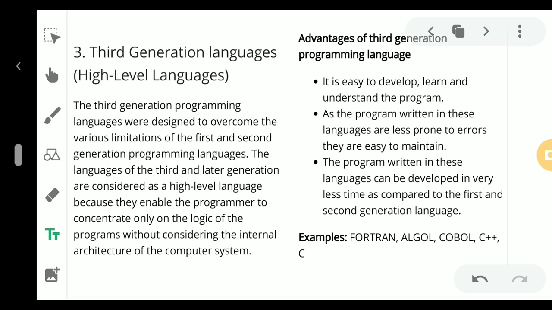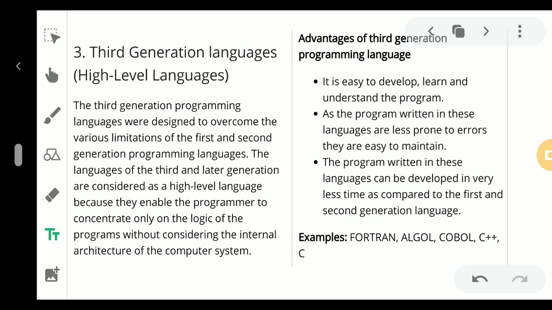The languages of the third and later generations are considered high level programming languages because they enable programmers to concentrate only on the logic of the program without considering the internal architecture, that is, the dependency of the processor or anything. They will not consider this. They will only consider the logical part of the programming. So what are the advantages of using this?